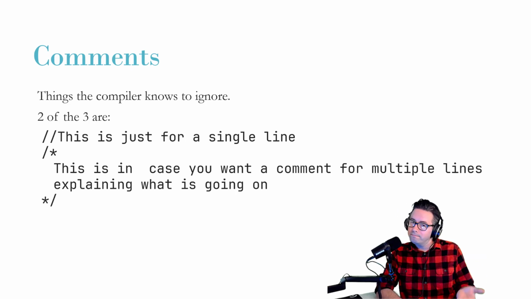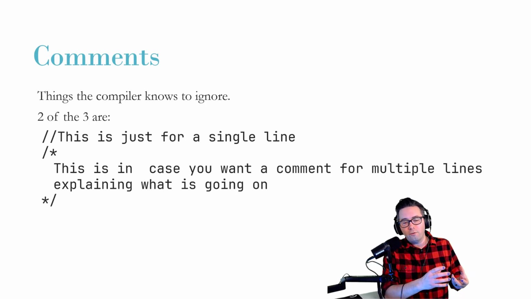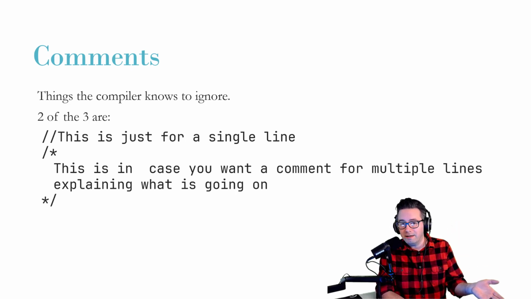The next one, not used maybe as much, is more for a block. Notice that it starts with a slash and an asterisk, and it's closed with an asterisk and a slash. The idea is that it knows to ignore anything in between those symbols. So you could do multiple lines of comment to explain what the heck you're doing.